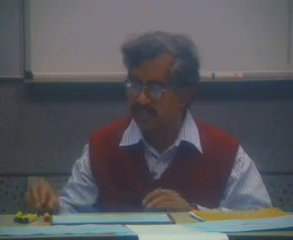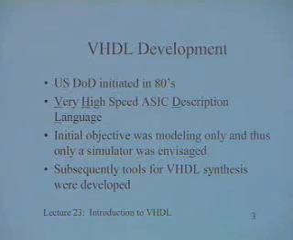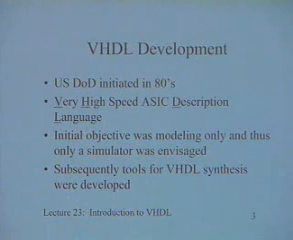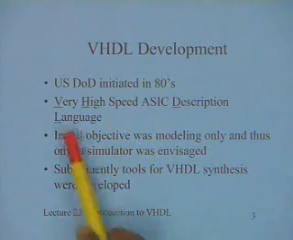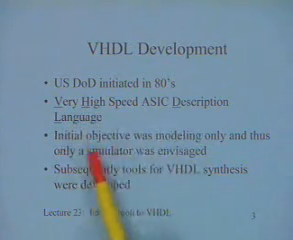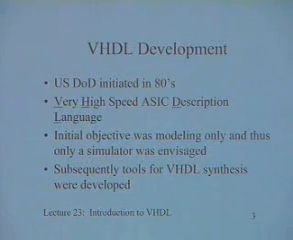A little bit of history of VHDL. The United States Department of Defense initiated it around 81, 82, a committee was formed, and they evolved these standards, and finally the language became acceptable starting in the mid-80s. The name itself comes from Very High Speed ASIC Description Language. So VHDL was a language initially designed for specifying very high speed ASICs.